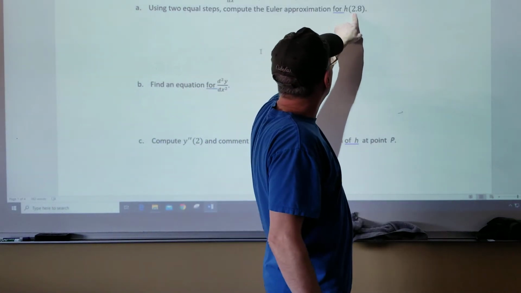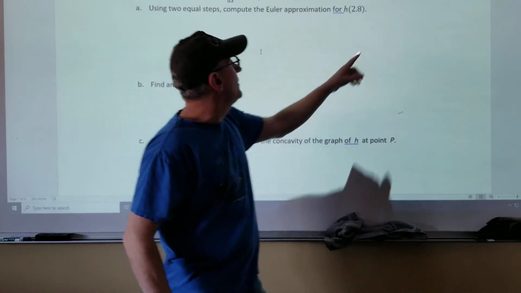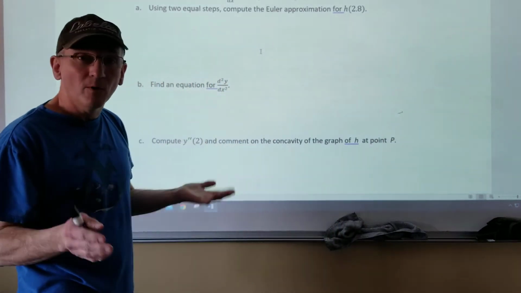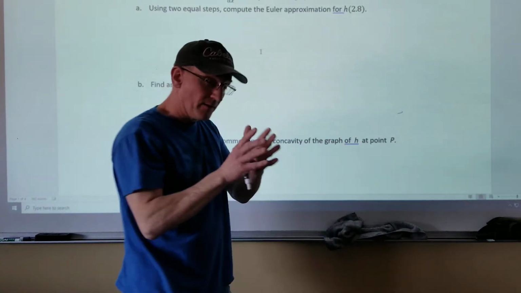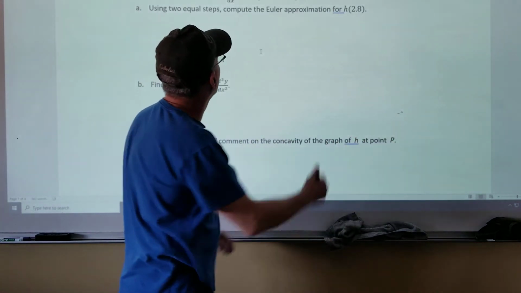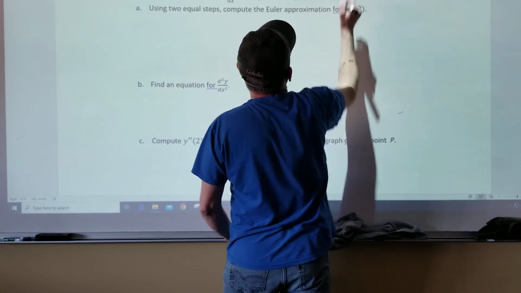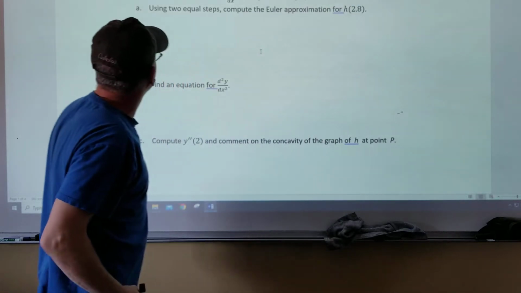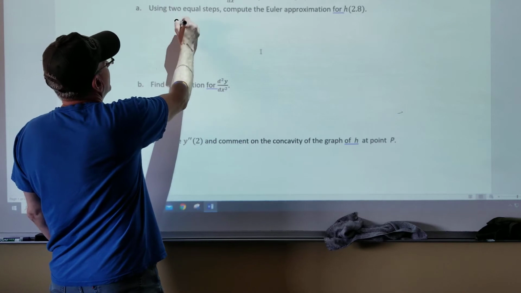How much bigger is 2.8 than 2? 0.8. If you're going to get from 2 to 2.8 in 2 steps, each step is going to have a size of 0.4. See, that's 2.8 minus 2, that's 0.8. So that's how far you have to go, and you're going to do it in 2 steps. Each step is going to be 0.4. So for this problem, delta x equals 0.4. And you've seen this twice now, so let's just get on with it.